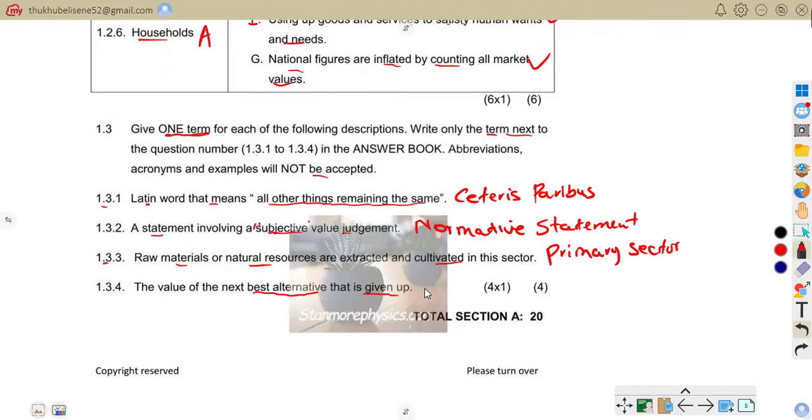So here we are talking about opportunity cost. Opportunity cost, that is the next best alternative that is given up when making what? When making choices. So that is that. For example, if you spend money on clothes instead of shoes, the shoes are the opportunity cost. That is simple as like that. So let us move on, grade 10s.